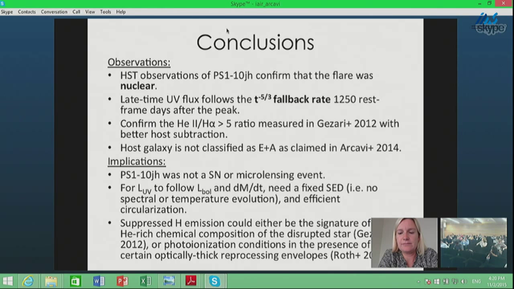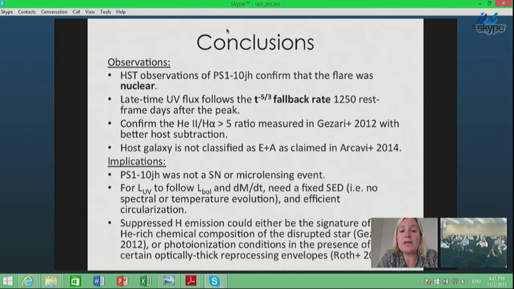No, I was really talking about the primary source of radiation that this envelope is reprocessing. Where is that coming from? The primary source is continued fallback, so the light curve is following the rate at which you'd expect material to be continuing to return to pericenter from the initial disruption. But then we'd see X-rays though, wouldn't we?